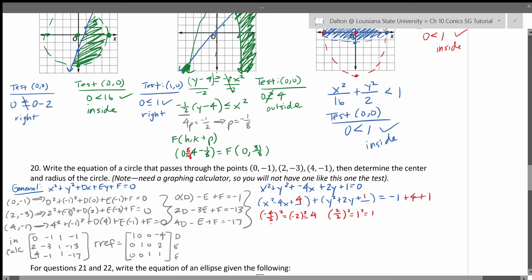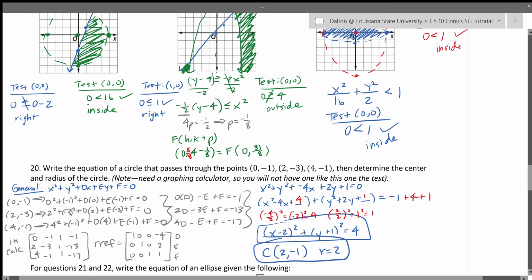When I do that, my trinomials can be rewritten as x minus 2 squared plus y plus 1 squared is equal to negative 1 plus 4 plus 1, which is 4. So this is the equation of a circle that passes through those points. From this, we can gain that the center is positive 2, negative 1, and that it has a radius of 2.